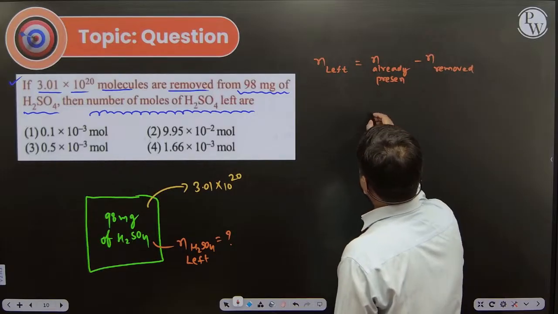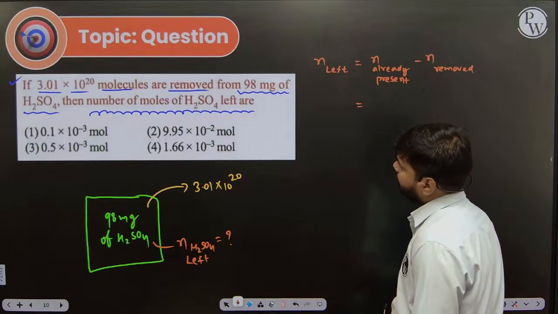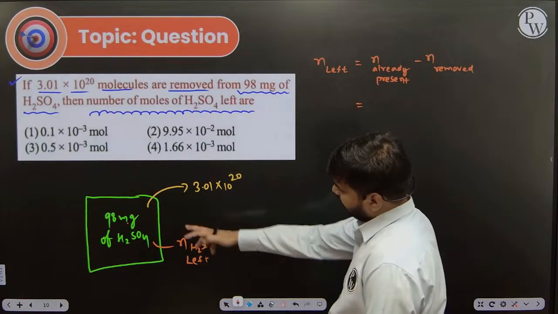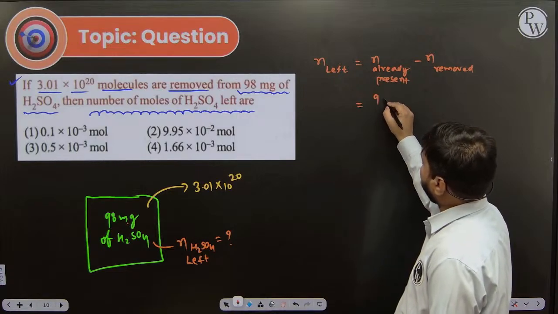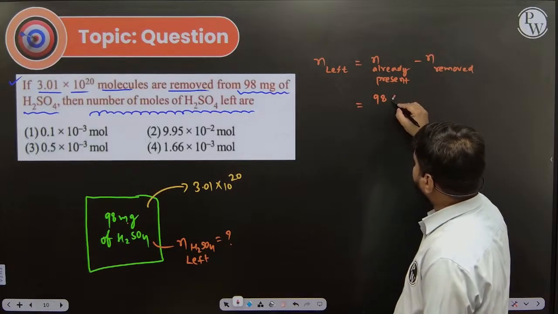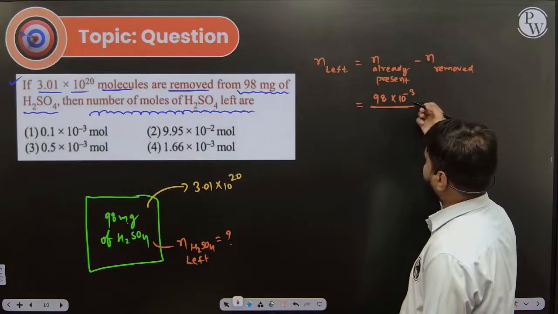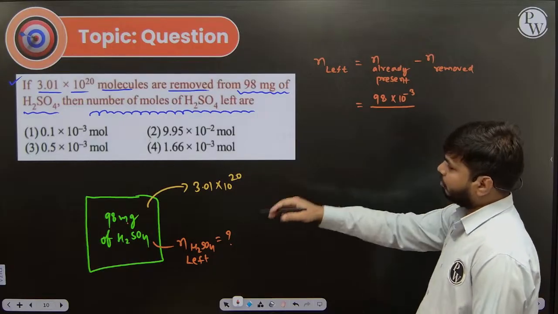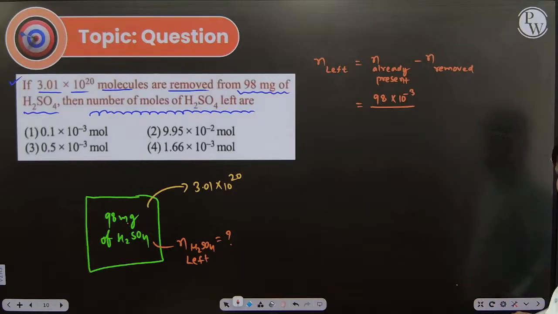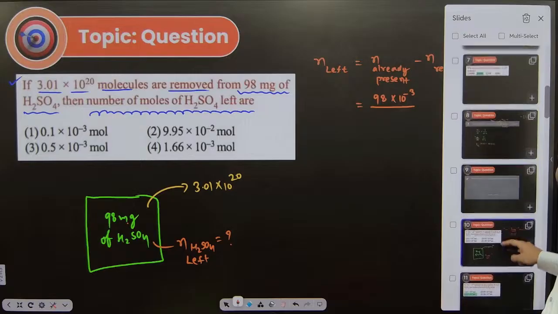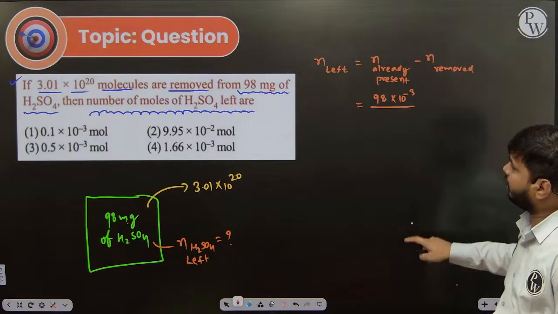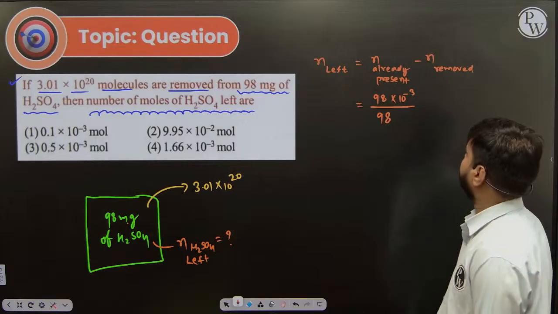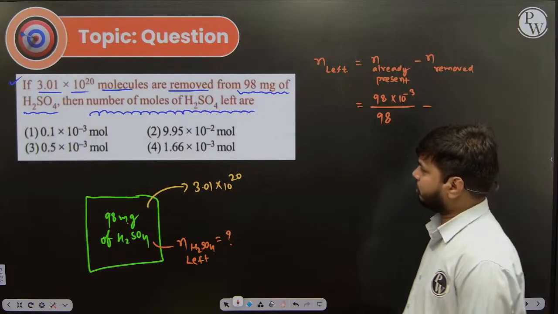So, the number of moles of H2SO4 already present: we have 98 milligram of H2SO4, and from this we can calculate the number of moles. The number of moles will be equal to mass. Mass is 98 milligram, which is 98 into 10 to the power minus 3 gram. We have to put the mass in gram, divided by the molar mass of H2SO4. In today's session we have already calculated the molar mass of H2SO4, so I hope you remember it. This was 98 gram per mole. Minus the number of moles of H2SO4 removed.